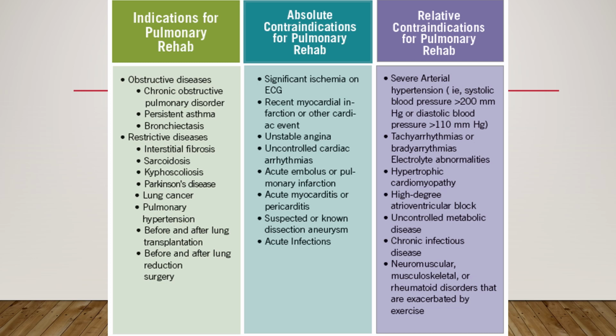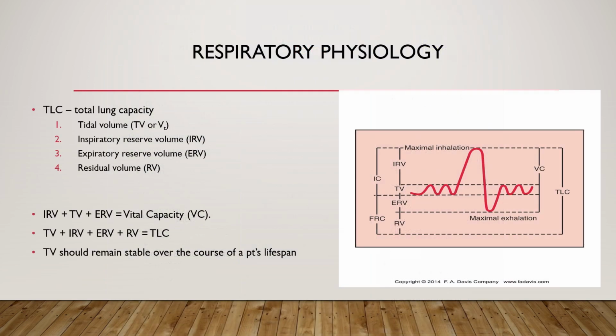And then our restrictive diseases are going to be our interstitial fibrosis, sarcoidosis, kyphoscoliosis, Parkinson's, lung cancer, pulmonary hypertension, before and after lung transplant, before and after lung reduction surgery, and our neurological conditions such as spinal cord injury that impact breathing. We've got absolute and relative contraindications listed here. Keep these in mind for consideration in how you select your exercises and what patients you will have to hold off on. We'll review those contraindications again in a little bit.